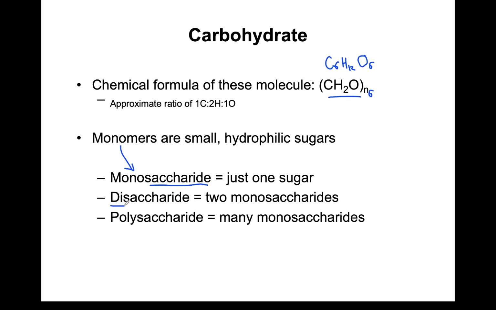Disaccharide: di means two, mono means one. Therefore, two monosaccharides joined together we call a disaccharide. But when many monosaccharides bind together, they form a polysaccharide. In other words, many monosaccharides.